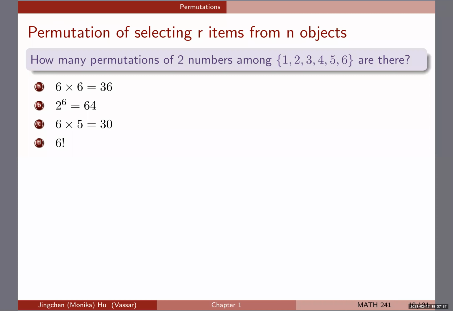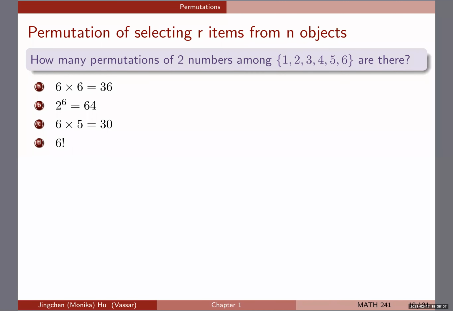Lastly, let's consider the third scenario of permutation, which is selecting r items of n objects. The example that we're going to start with is: how many permutations of 2 numbers among 1 through 6? We're choosing 2 numbers out of the 6 different numbers. So again, these are n distinct objects, and then we choose 2, and we care about their order because it's a permutation.